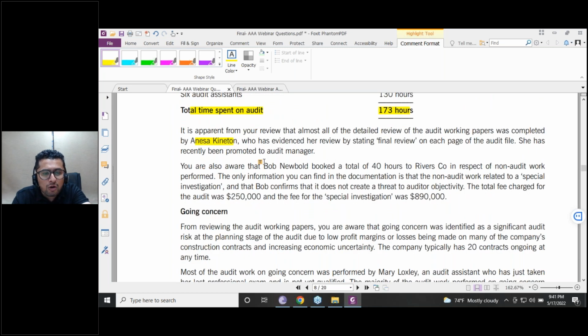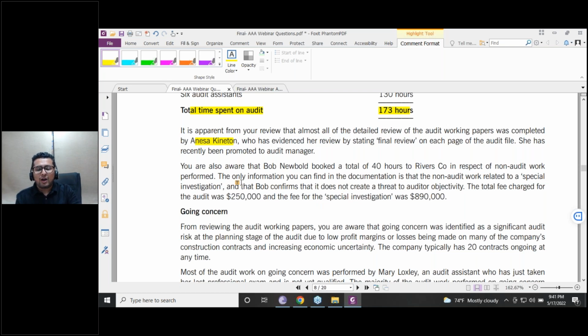Okay, you are also aware that Bob has booked a total of 40 hours to Rivers Company, which is the client, in respect of non-audit work performed. The only information you can find in the documentation is that the non-audit work relates to a special investigation, and that Bob confirms it does not create a threat to auditor objectivity. The total fee charged for the audit was $250,000, and the fee for the special investigation was almost 4 times that, which is $890,000.